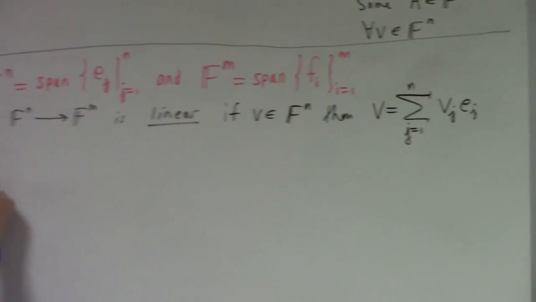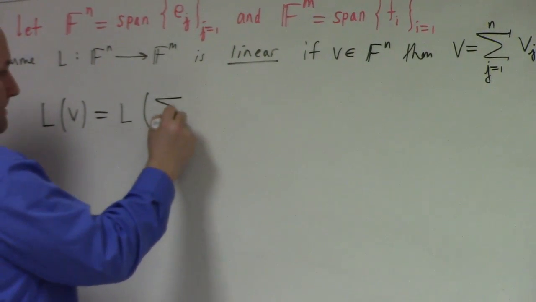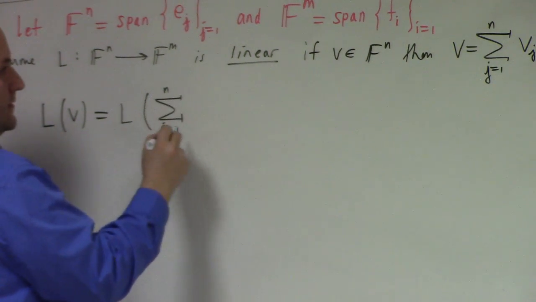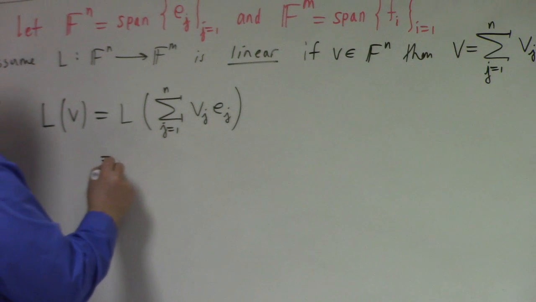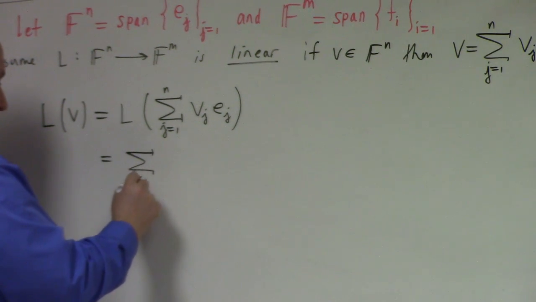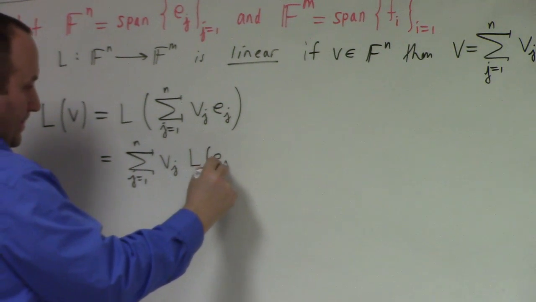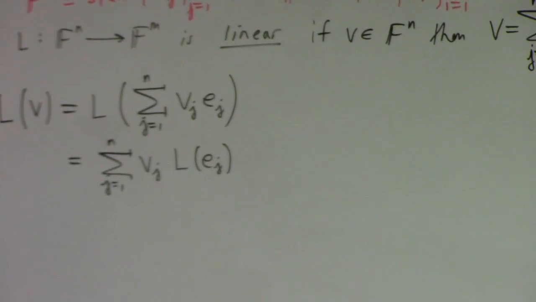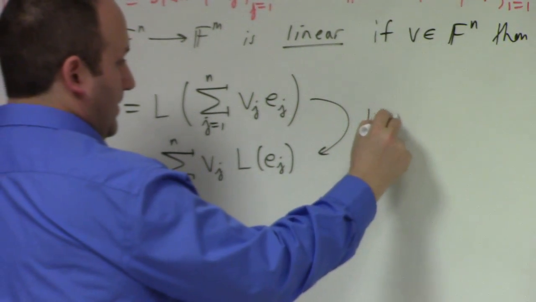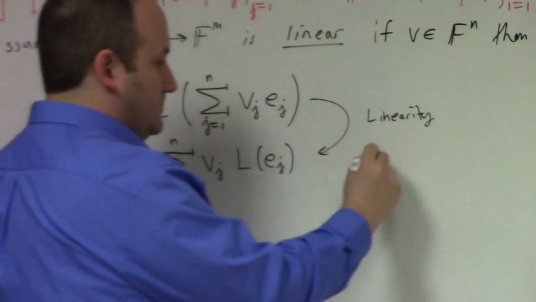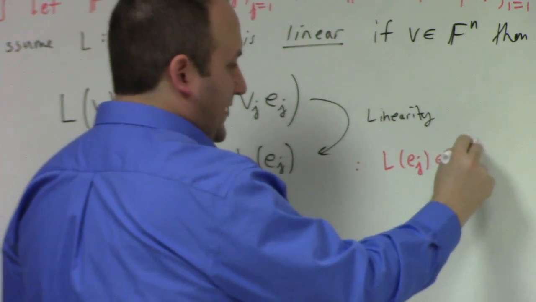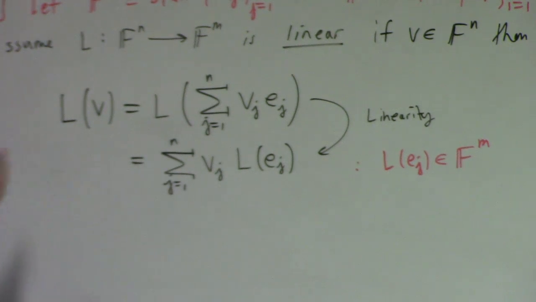So let's look at this. Then we've got L of v, right? That's equal to L of the sum, j equals 1 to n, of vj ej. Okay, but this is linear, so we can pull out the sum. We proved that by induction last time. By linearity. Now, the next move is a little bit sneakier. L of ej, where is that? That's an element of Fm by construction, right? L is a mapping from n vectors to m vectors. m vectors are the range. So for each j, that's some vector in Fm.